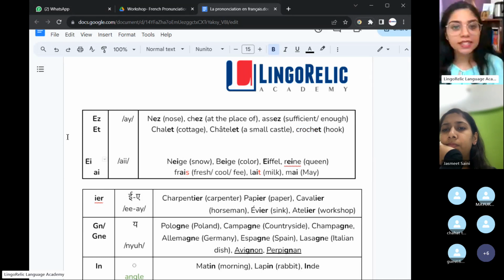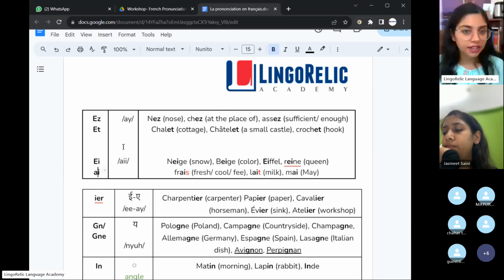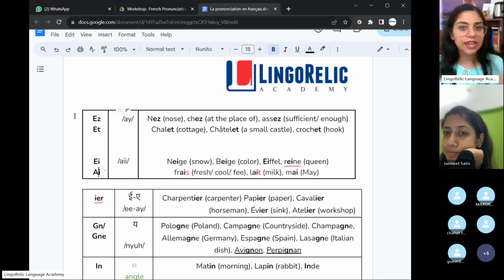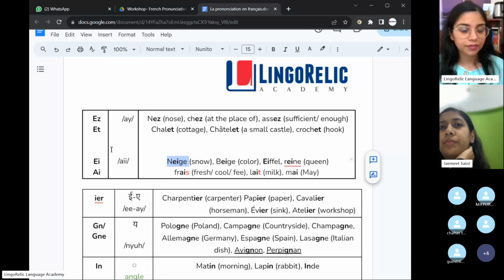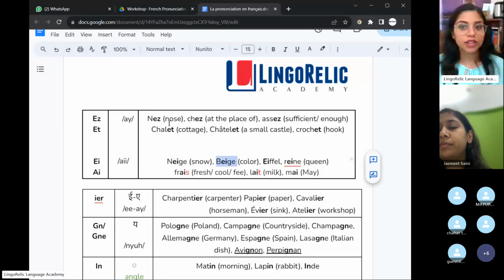Next is the sound of EI and AI. So these two sounds will be those of the Hindi ए. There is a slight difference: this is A, this is ए. Again, like I told you about accents. This is A, this is ए. So this is for snow. How do you pronounce this? Neige. Right? Neige. That's right. So it's the ए sound. Okay, neige, neige. What is this? Beige. Beige. Right.